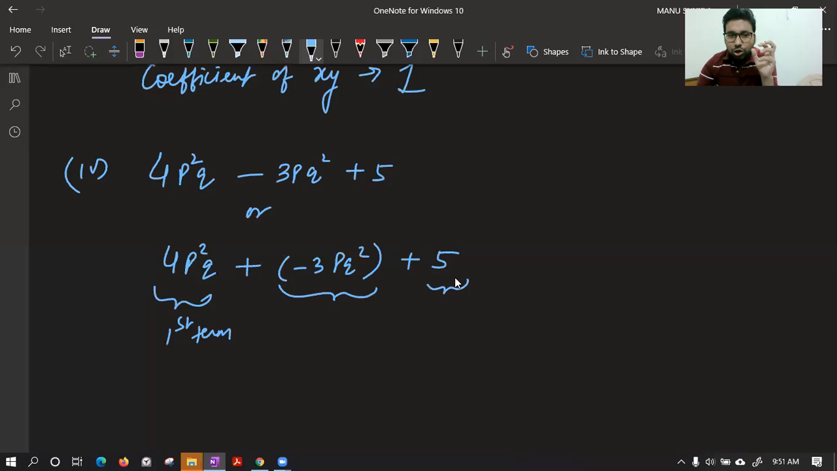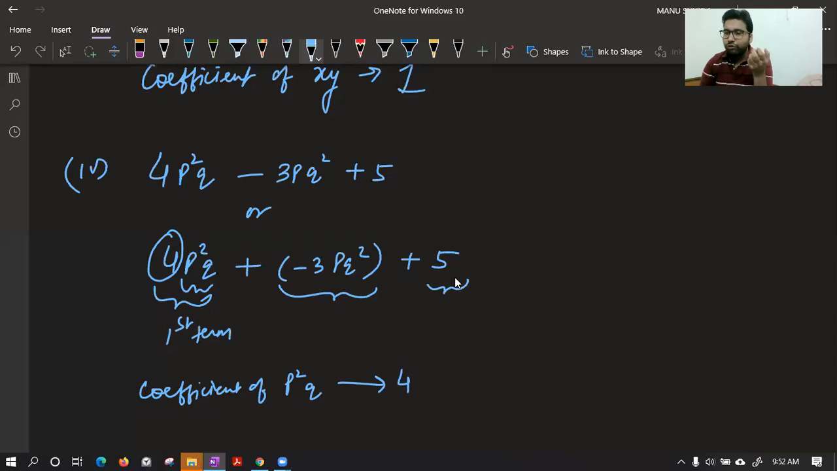If I ask the coefficient of p square q, you have to hide p square q and see what number is multiplying into that. And you will see that in p square q, 4 is getting multiplied. So the coefficient is 4.